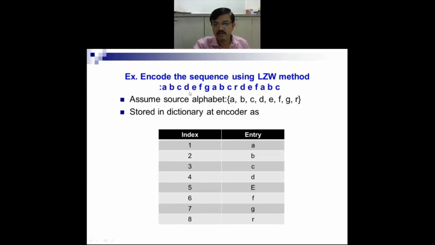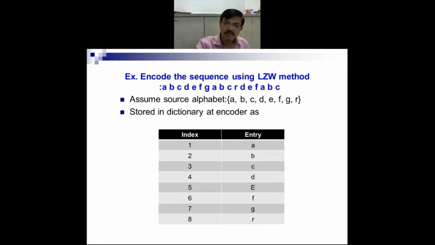I have to look at the sequence given to me. I have to identify the source alphabet of the sequence. There are 8 source alphabets in the sequence, and I have to store these 8 source alphabets as a dictionary at the encoder end. So the dictionary entries are A, B, C, D, E, F, G, R, and the index is from 1 to 8. That is my step number 2.